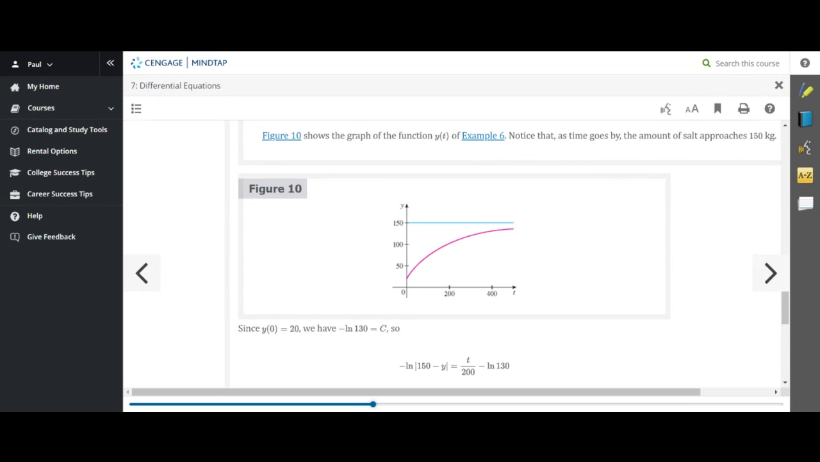Okay, and what's happening to the salt content over time? It's increasing, but what does it seem to be approaching over time? That's right, Nathan. It seems to be approaching 150 kilograms. So the salt content of the tank over time seems to be approaching 150 kilograms. And there's a reason for that. Okay. But let's now go back to the example here. Hold on.